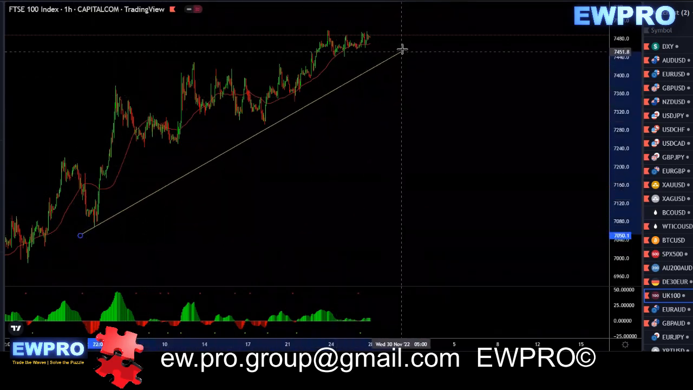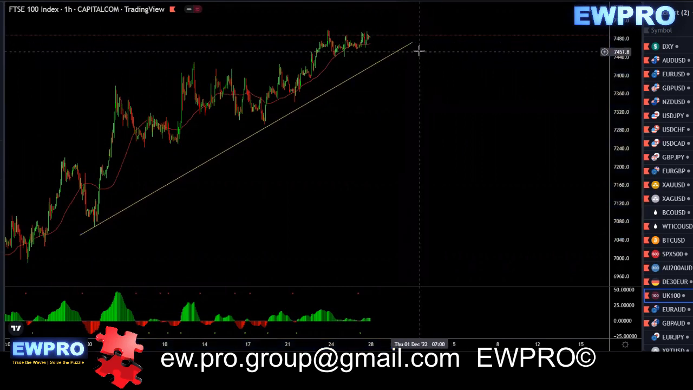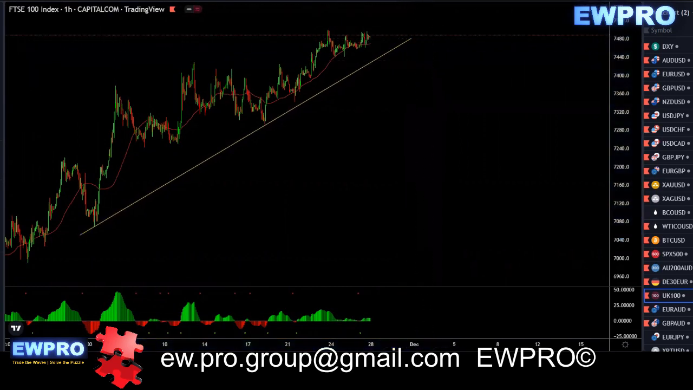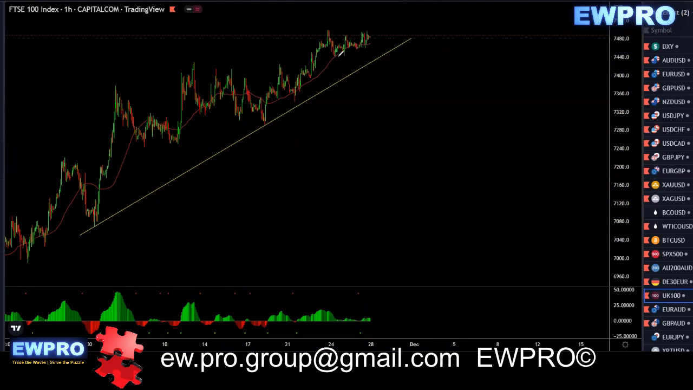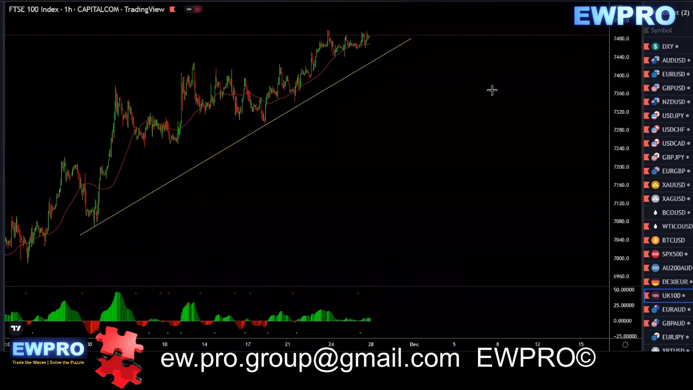Wait for your trend line break and sell setup and look for the sell. So wherever this ends, look for your impulse down, a bearish setup, and then don't miss the sell.